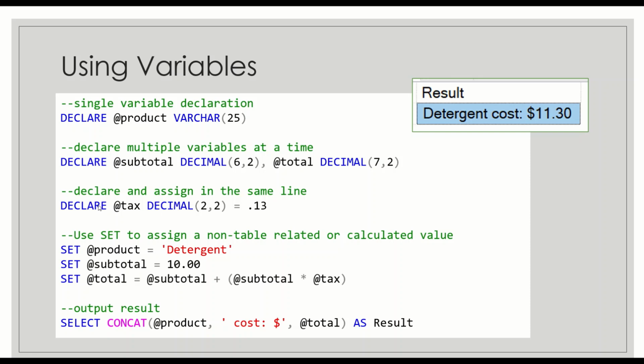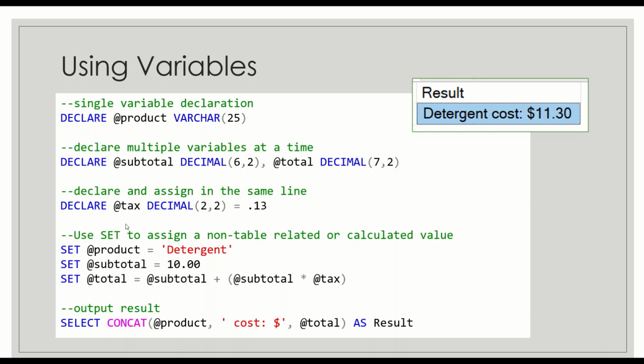In the third example, we have another declare statement, and we're also performing an assignment. So the assignment, just like in regular C# programming or JavaScript or any other of the languages that you've learned, we perform assignment using the equals symbol. In this case, I've declared a variable called tax, and I'm assigning the value decimal 13 as the value for tax. The other three variables, product, subtotal, and total, do not have any values assigned to them yet.